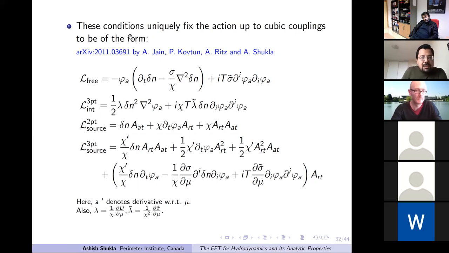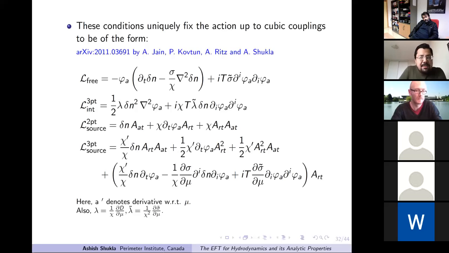Okay. So in the 3-point part, I have 2 interaction terms between the charge density fluctuation delta n and my noise field phi a, the associated conjugate field phi a. Similarly, I have 2-point interaction terms which depend upon the sources, the 2 copies of the sources, AA and AR, and the time component in particular. And then I have 3-point couplings that involve the couplings with the sources. Okay. So this is the structure of the effective action.